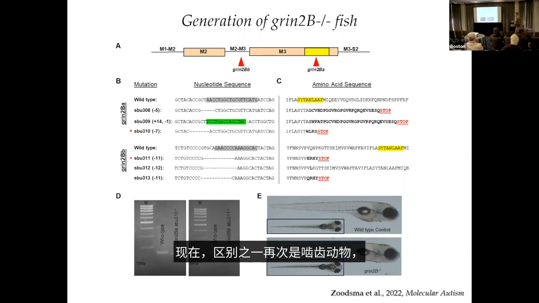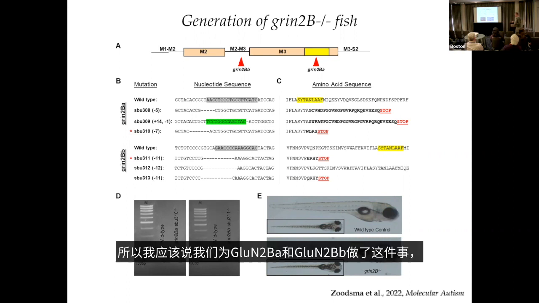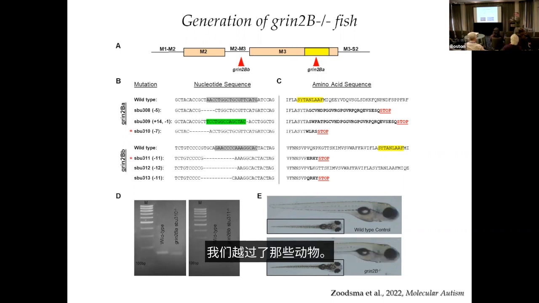Now, one of the differences is, in rodents, so I should say we did that for GluN2BA and GluN2BB. We cross those animals. And these are what we call the GRIN2B minus, so these are animals without any GluN2B subunits. Now, in the rodent, they die, and it's believed that they die because of a suckling deficit. So again, here's an advantage of zebrafish. They don't have to suckle, so presumably they're able to live to adulthood, and we can cross them and carry on experiments with them.